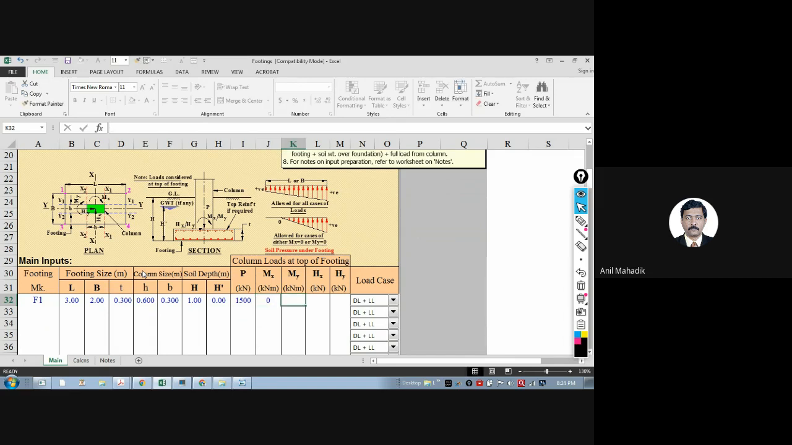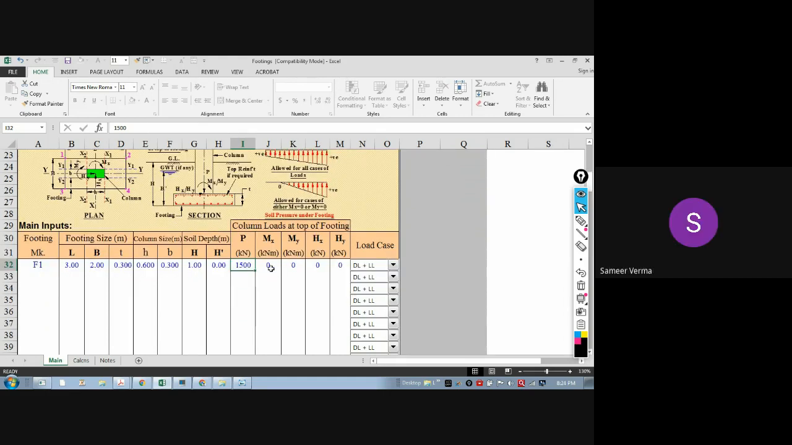There is no moment, let's say. So 0 moment and 0 horizontal force due to earthquake or wind. Only axial load on the column. Are you getting how to input this? Yes, sir. See, we assumed 1500 as the axial load. Yes, 1500 is taken. See, it is coming from the analysis. Okay, how it comes from the analysis we will see. So there is no moment and horizontal force in the footing, only axial load. So we will design the footing for axial load only. And the case is dead load plus live load. We are not considering any wind or seismic case.